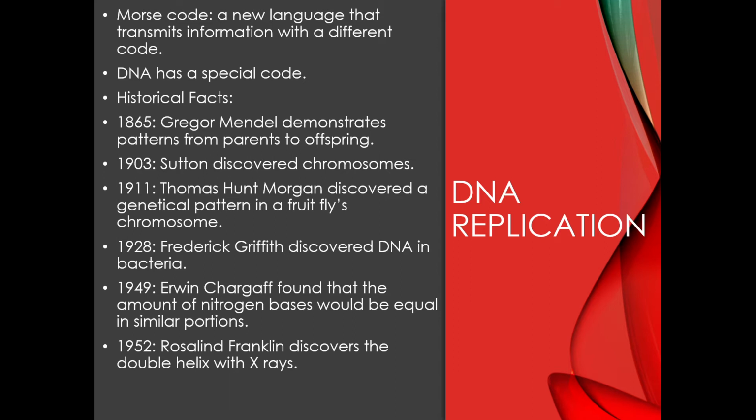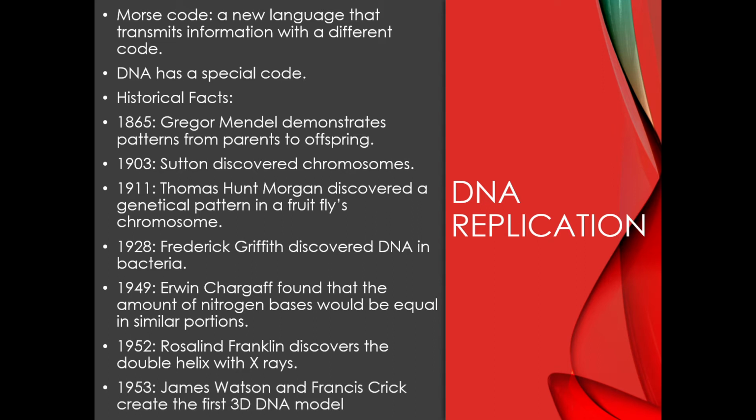In 1952, Rosalind Franklin discovered the double helix with X-rays. This was a huge discovery as well because scientists did not really know the way DNA was structured. But after Rosalind Franklin exposed some portions of DNA to X-rays, she started getting some kind of blurry pictures of what it would represent. But then she discovered that DNA looks like an X, or a double helix.